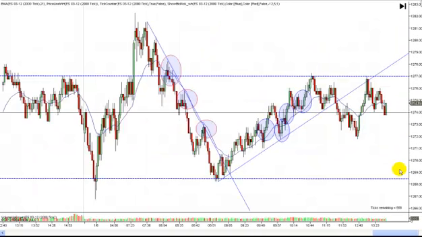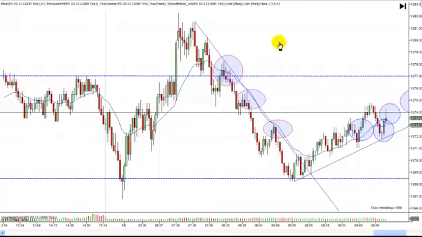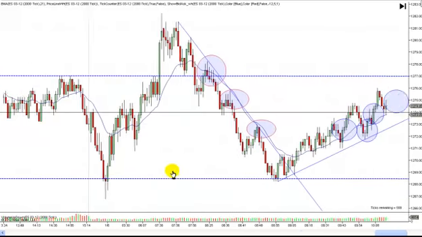But today, I want to show you something: why I'm always watching these support and resistance areas. Look what we had yesterday. This was the support and resistance from yesterday afternoon. So if you had that on your chart already, look what happened today.